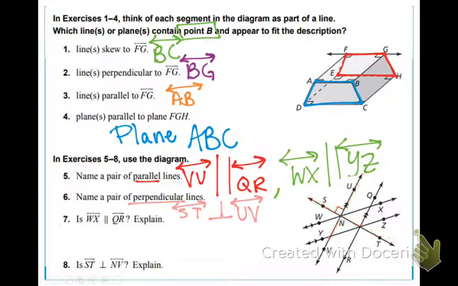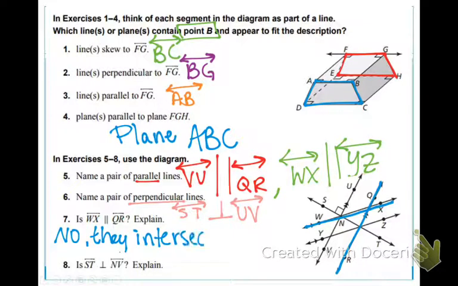Now we just answer yes or no questions. It says, is WX parallel to QR? No. So there are two reasons. What would the number one reason be? So I would say they intersect. That's the other reason why, Natalie. So you're not wrong. This one's just simpler to write. So no, because they intersect. That's the number one reason.